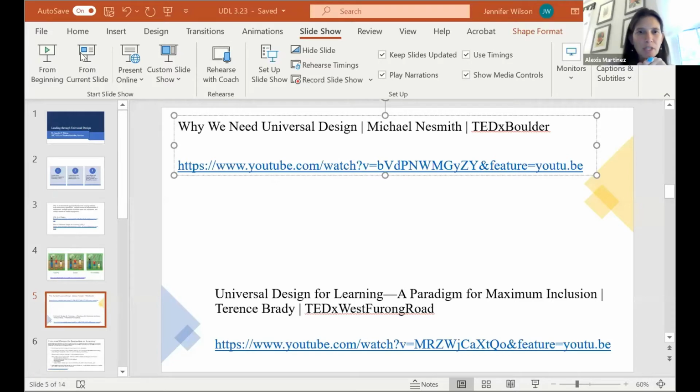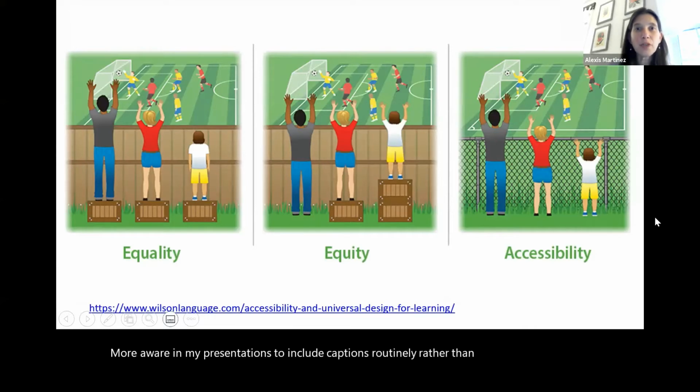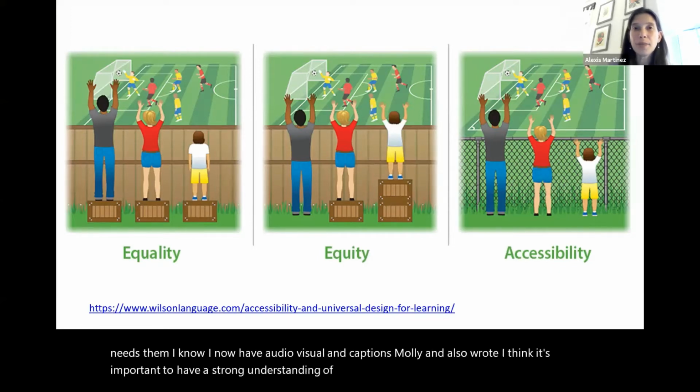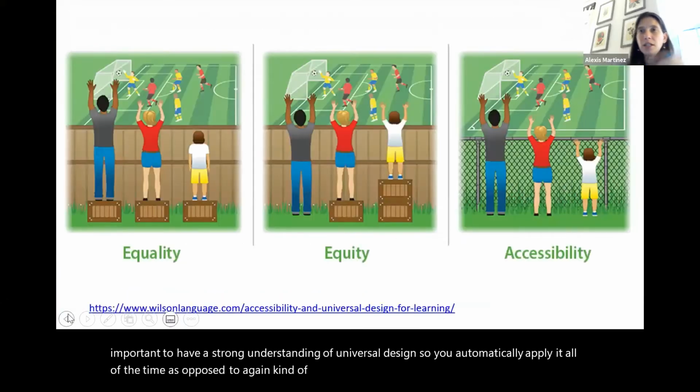While you're working on making that transition, someone just wrote, I'm more aware in my presentations to include captions routinely rather than asking if someone needs them. I know I now have audio, visual, and captions. Molly also wrote, I think it's important to have a strong understanding of universal design so you automatically apply it all of the time, as opposed to, again, asking first to see if anyone needs it and making it a working assumption.